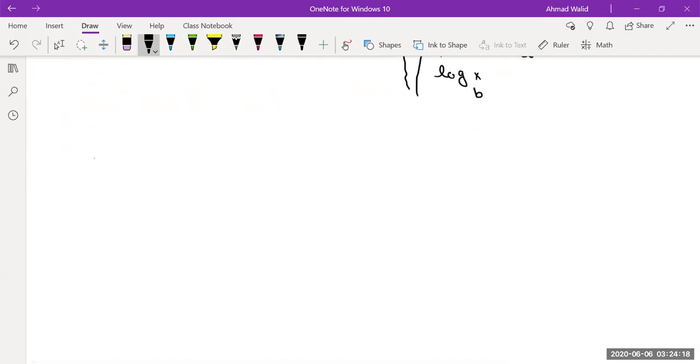limit of log x base b as x approaching 0 from the right always gives you negative infinity. Let's explain why. Again, I can show you in the previous graph, but let's do another graph.